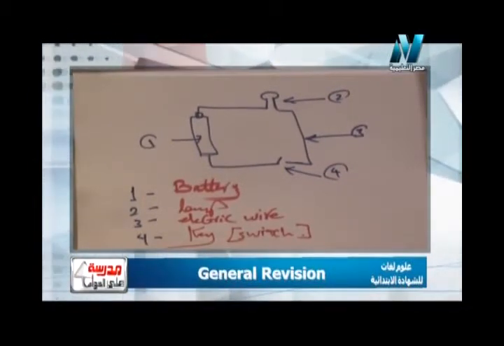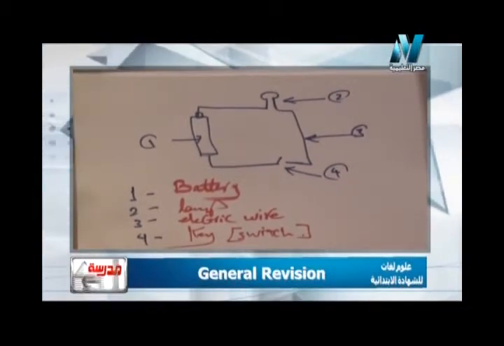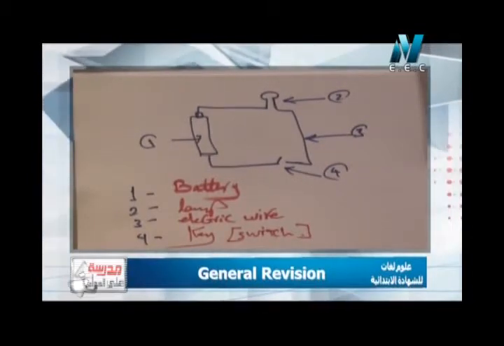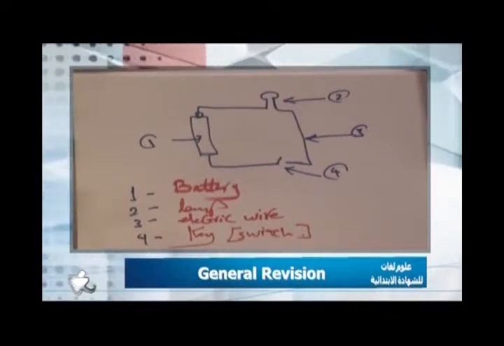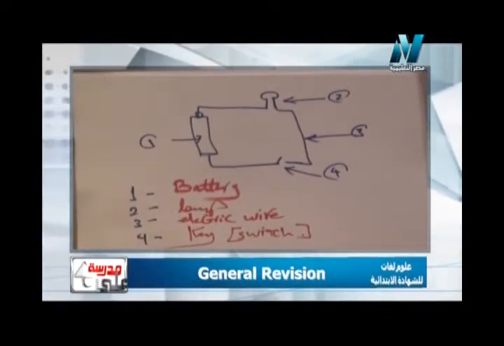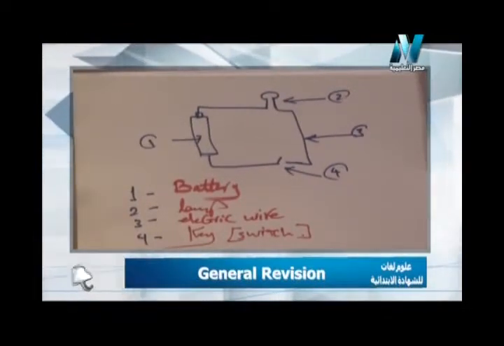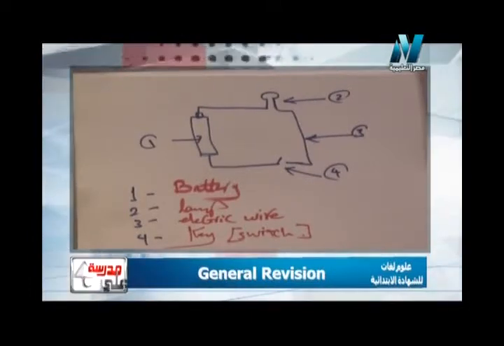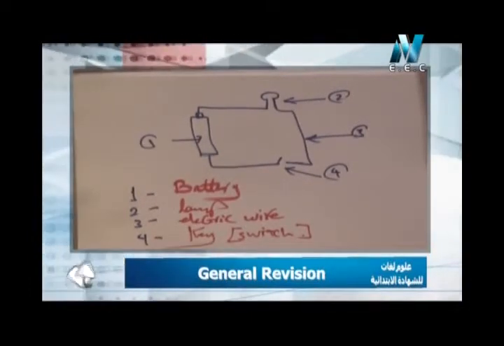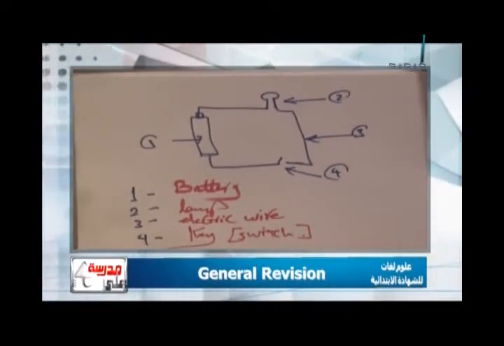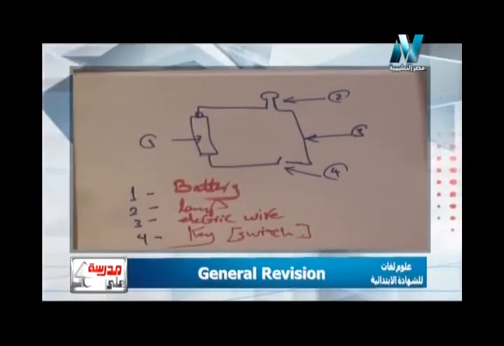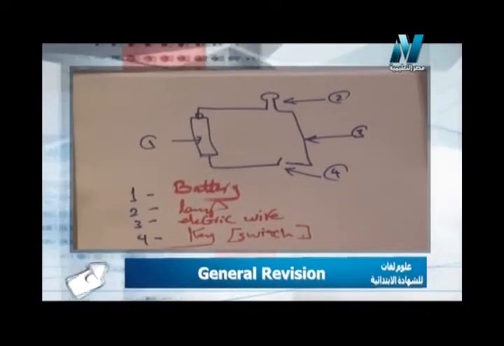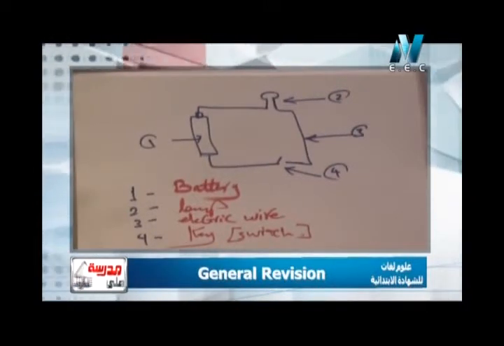So in the electric circuit, there are 4 components, which are the battery, the lamp, the wire, and in some cases there is a key or the switch to open or close the electric circuit. So now I want to know what is the function or the importance of each one of them. What is the importance of the battery? The battery, as we know, is the source of electricity. So it will give electricity to the lamp.